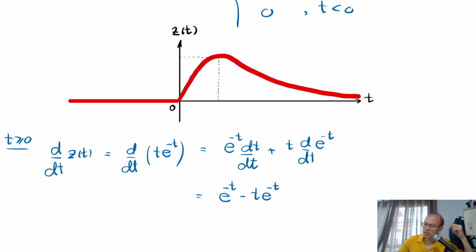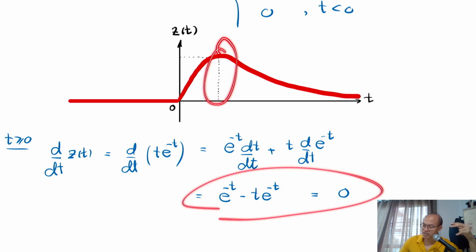And this is the point where the slope of z is 0, right? Because when the slope of z is 0, we know that is the maximum, the point where z is maximum. So this is the slope of z when time is greater than 0. We set it to 0 to obtain this point, because we know that the slope at this point is 0. So we have to set it to 0.